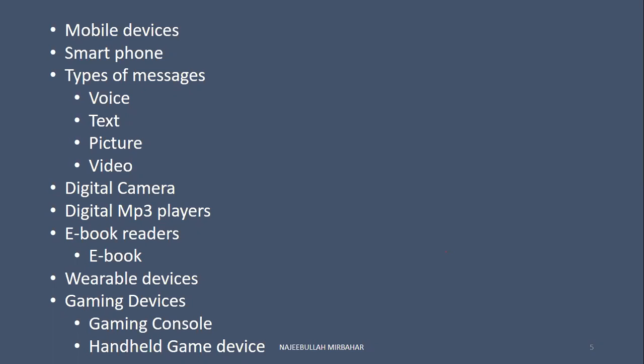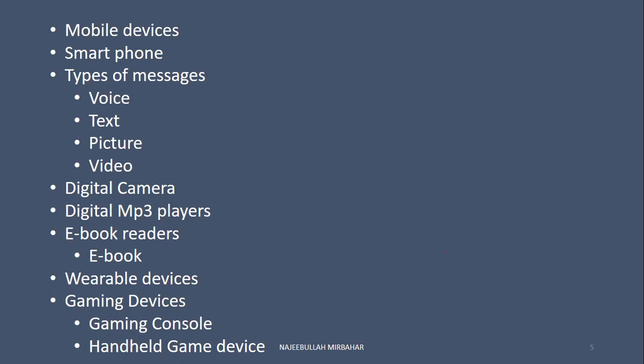Okay, digital cameras are the types of computers that are designed to take pictures. Digital MP3 players are the type of computers that are specifically designed to listen to audios. Ebook readers, basically, full form is electronic book readers. That means a user can read electronic books in an ebook reader. So, electronic book is electronic version of a printed book, and ebook reader is specifically designed to use ebooks.